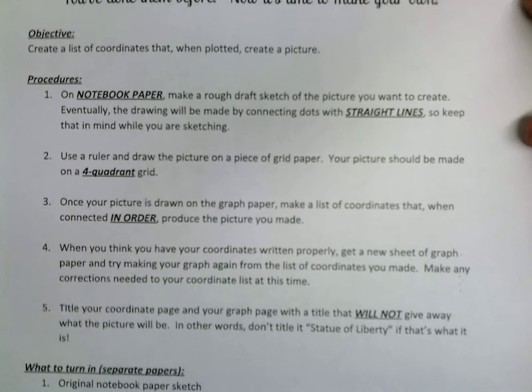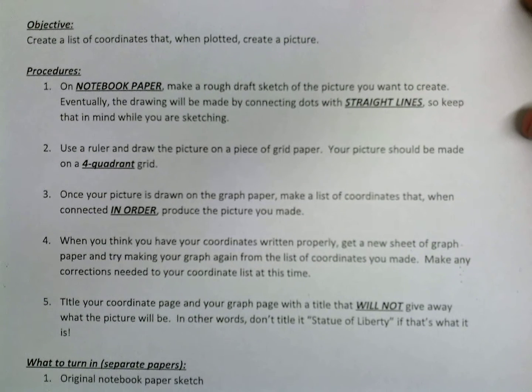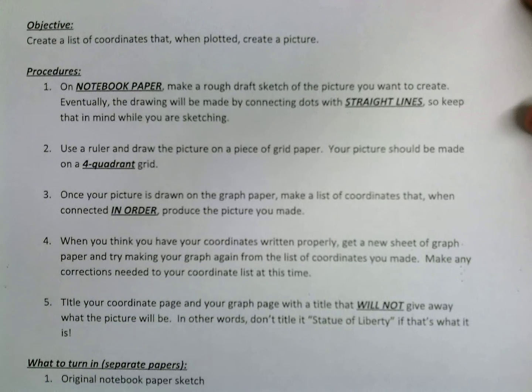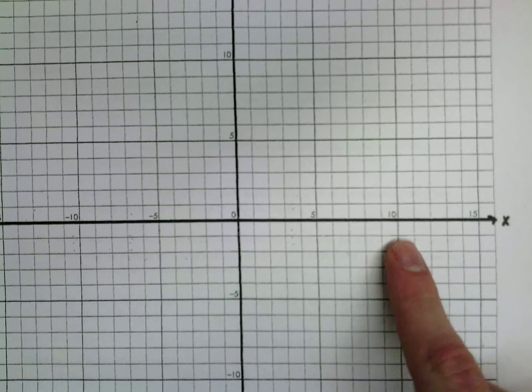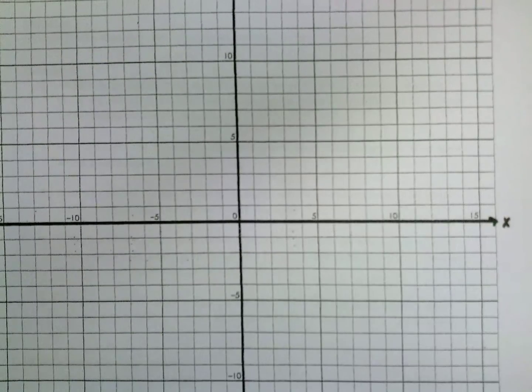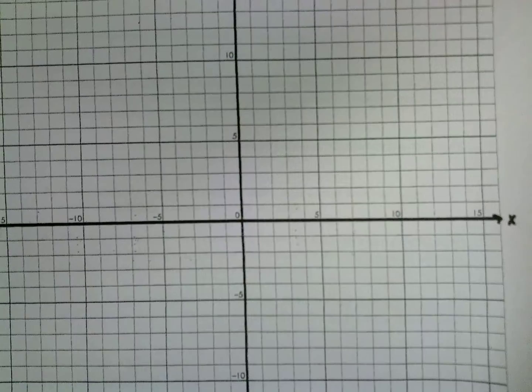After you have your sketch, you can use a ruler and draw that on a piece of grid paper. And it's going to be a 4-quadrant one this time. So the paper is going to be given to you. Notice you have positive x values as well as negative, and the same thing for your y values. So this time you will have positives and negatives.